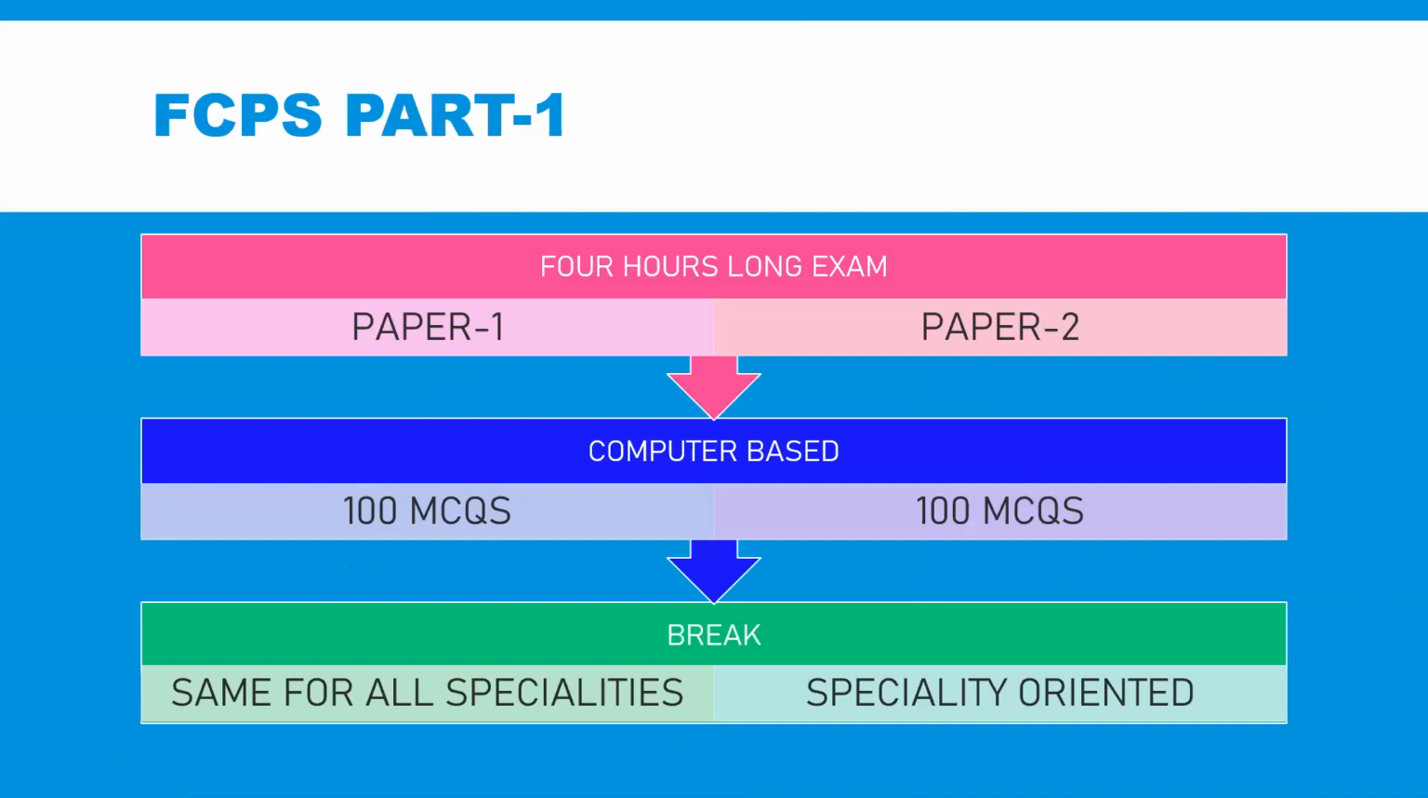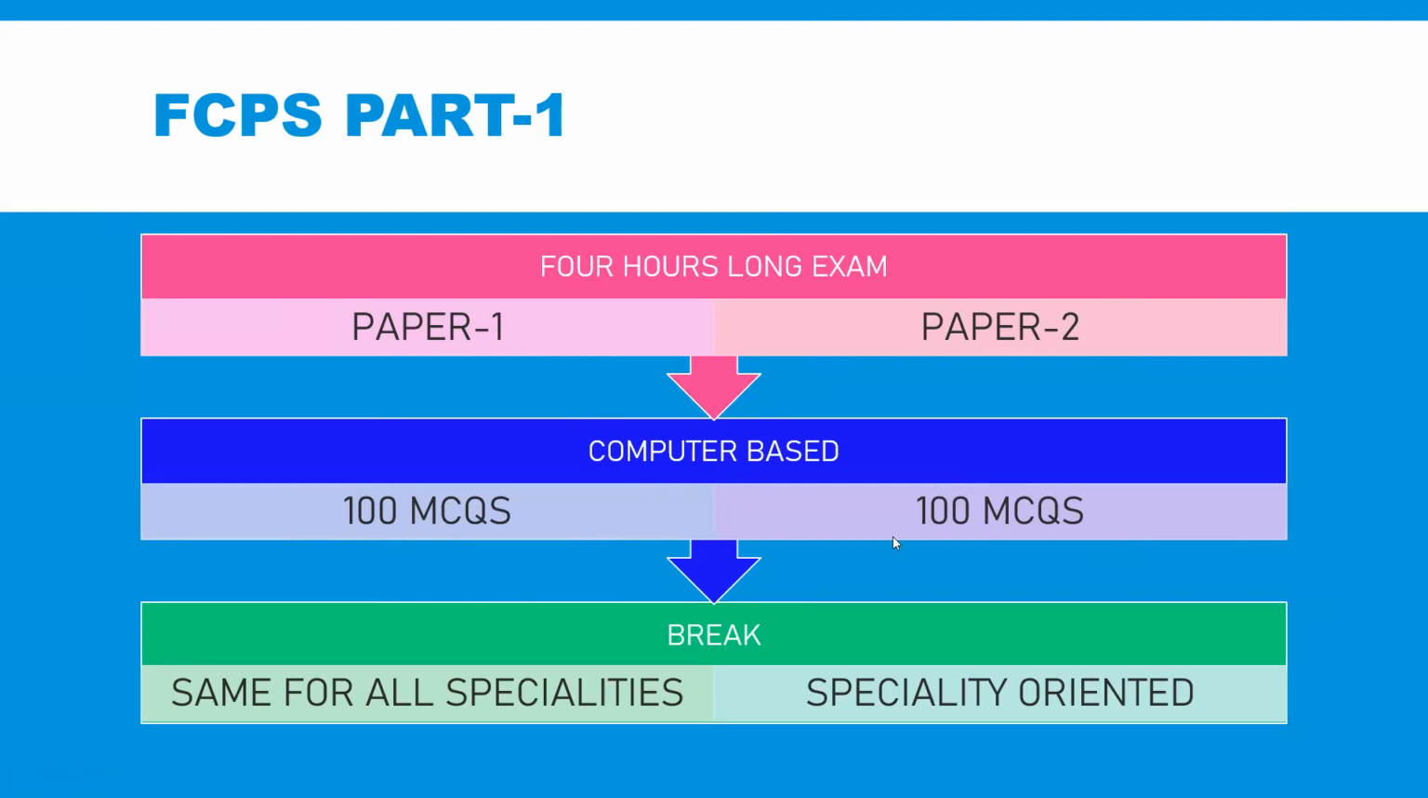Coming to the FCPS Part 1 exam papers, it's a long exam, 4 hours long, like 2 hours for paper 1 and 2 hours for paper 2. It's actually a computer-based exam. You have paper 1 and paper 2, 2 hours each, and this is a computer-based exam. Paper 1 has 100 MCQs and paper 2 also has 100 MCQs.